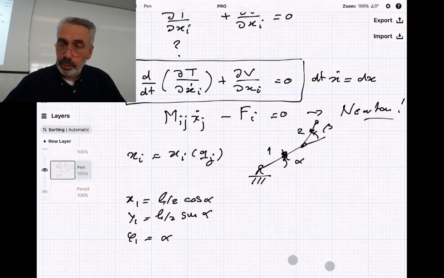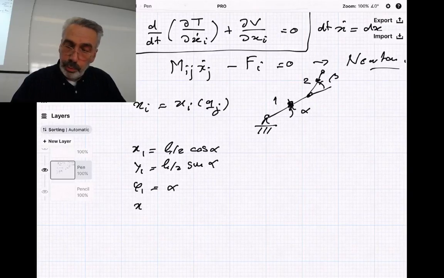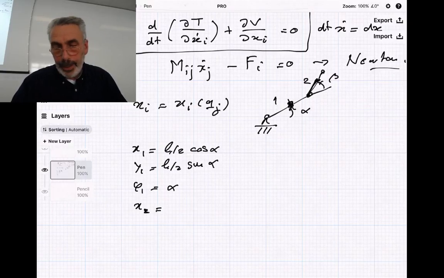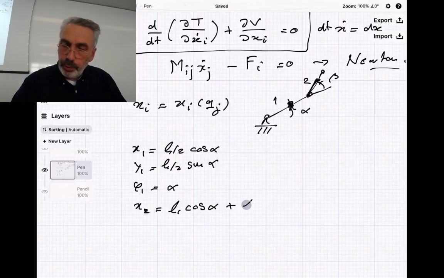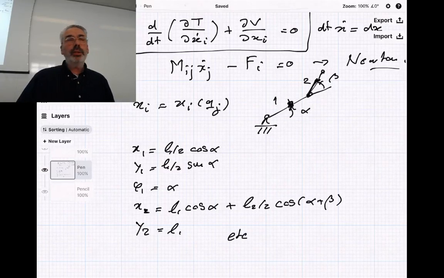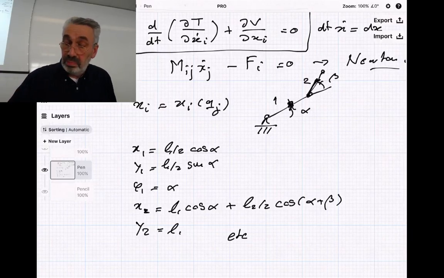It's not so hard, right? And x2: first I go to this point, and then I move up in that direction, so L1 cosine alpha plus L2 over 2 times the cosine of alpha plus beta. And y2 is identical, etc. So it's not so hard. That's the point I like to make: for this open loop system, it's pretty simple to write.